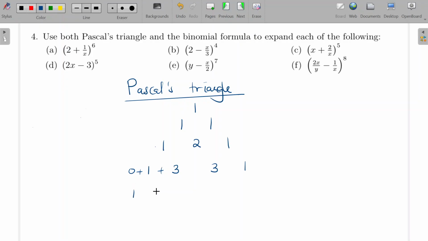1 plus 3 will be a 4. 3 plus 3 will be a 6. 3 plus 1 will be a 4. 1 plus 0 will be a 1. Again, you continue. Plus 0, it will be a 1, 5, 10, 10, 5, 1. Again, you're going to have plus 0, it will be a 1, 6, 15, 20, 15, 6, 1.